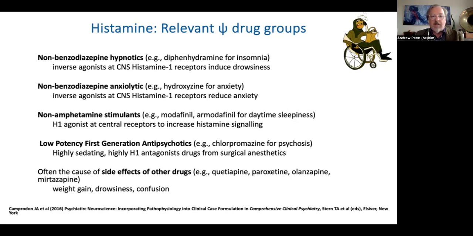But somebody got the idea of what if we gave this to people with psychosis and agitation? And it was those sedating effects that were first found to be useful in psychiatric hospitals. A lot of times, the side effects that we're dealing with from other medications, such as olanzapine or quetiapine, that sort of weight gain and sedation, are partially mediated through histamine.